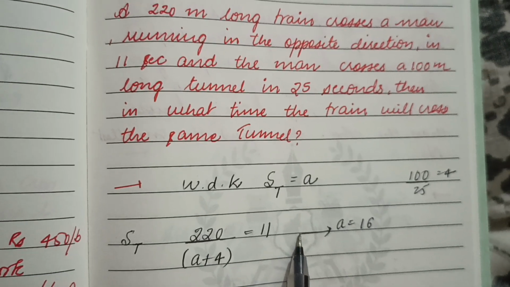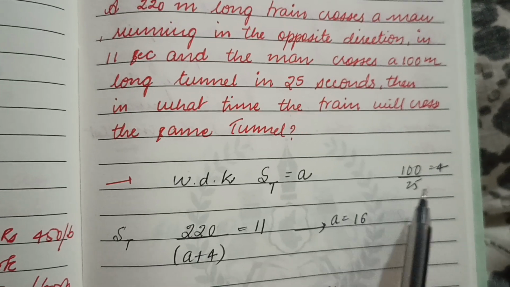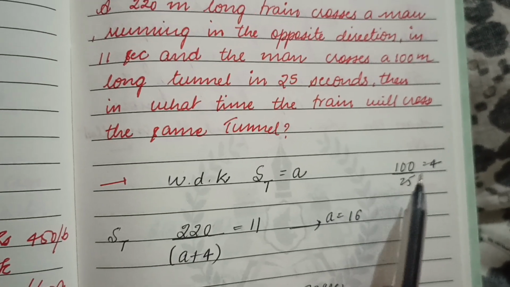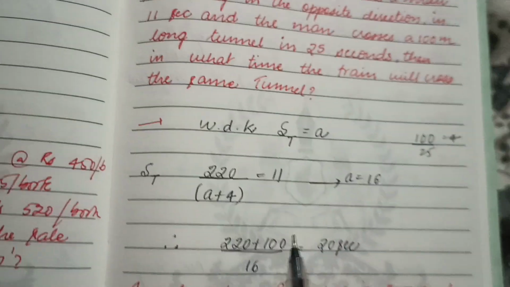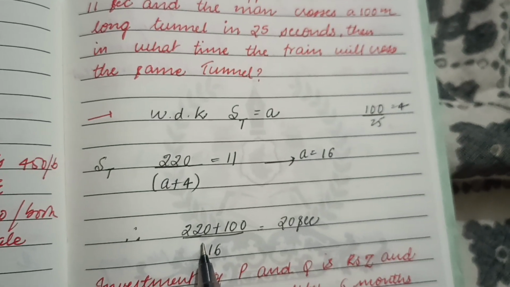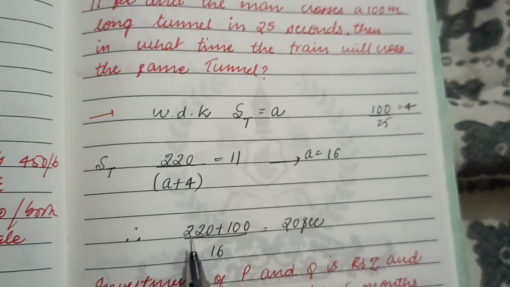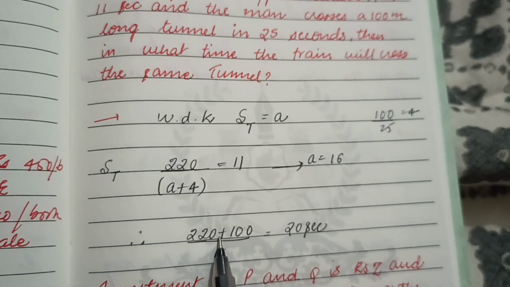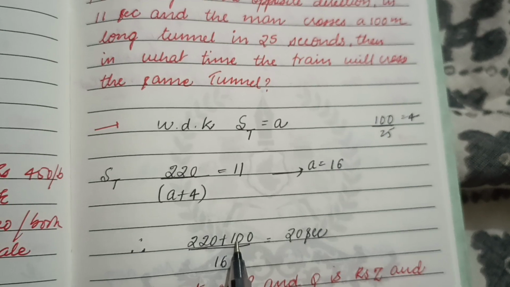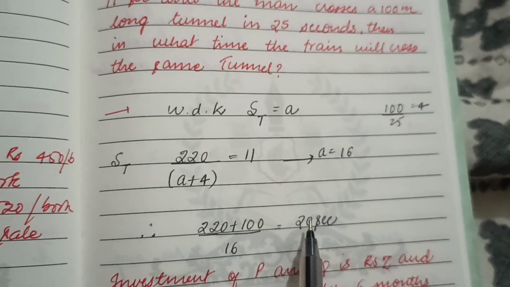From this I will get A is equal to 16, and how we got 4 is, 100 divided by 25, which is the speed of the man. Therefore, in what time will the train cross the same tunnel? Same tunnel means 220 is the length of the train, and the length of the tunnel is 100, and that divided by 16 is equal to 20 seconds.